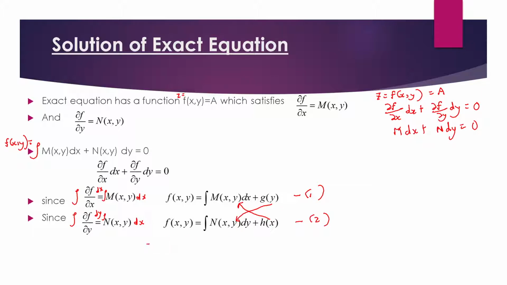Then finally the solution is actually f(x,y) equal to a. Why did I say the solution is f(x,y) equal to a? Because you already know that M dx plus N dy equal to 0 is obtained from here. From z equal to f(x,y) equal to a, when we take the total differential, we obtain this one.